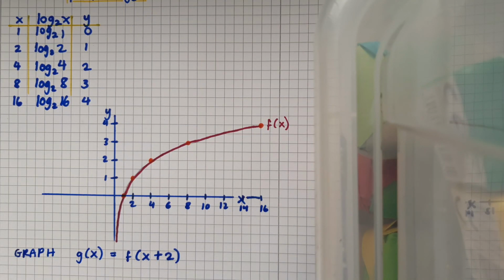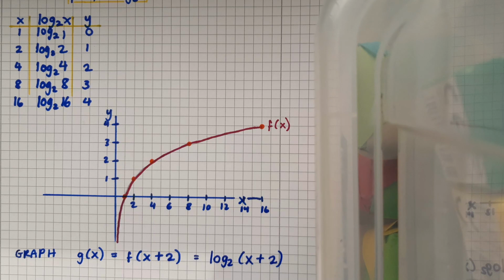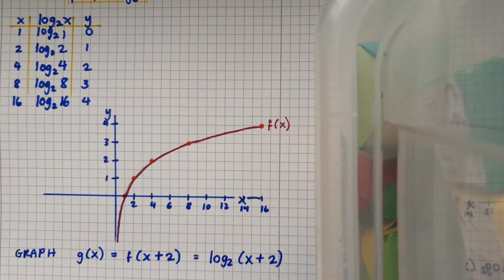And now what I'd like to do is graph g(x), which I'm defining as f(x + 2). Now notice that I've got a bracket around this x + 2, and so this x + 2 is going to replace any x's in my parent function. So what I really want to graph is log to the base 2 of (x + 2).